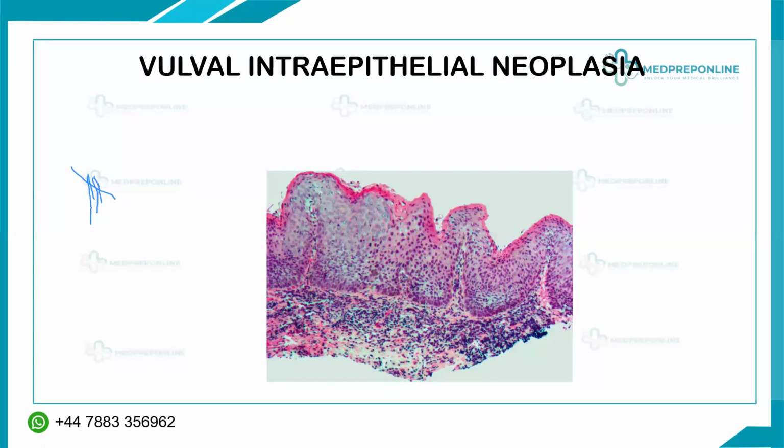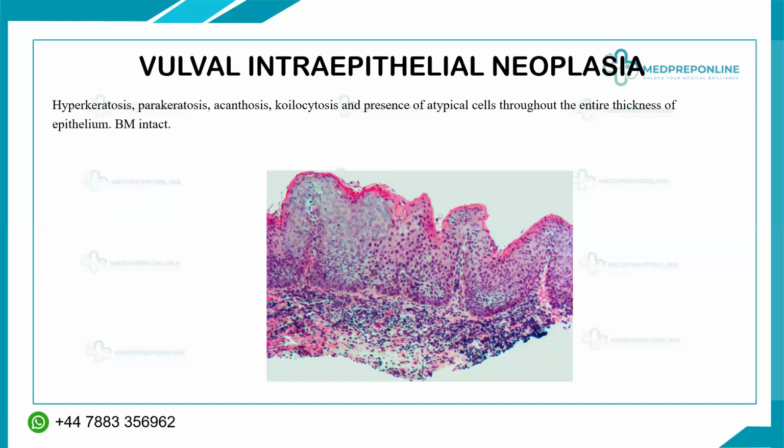Now coming to vulval intraepithelial neoplasia, you can see hyperkeratosis, which is thickening of the epithelium, parakeratosis, as well as acanthosis. So there are differences in the size and shape of the cells. You have koilocytosis as well as atypical cells, and this can be seen throughout the entire thickness of the epithelium. Once again, the basement membrane will be intact here. There is also increase in mitosis as well as lack of any surface differentiation. So there is loss of polarity, and you can see atypical cells which are scattered throughout the epithelium. Also, vulval intraepithelial neoplasia can exist with vaginal intraepithelial neoplasia.